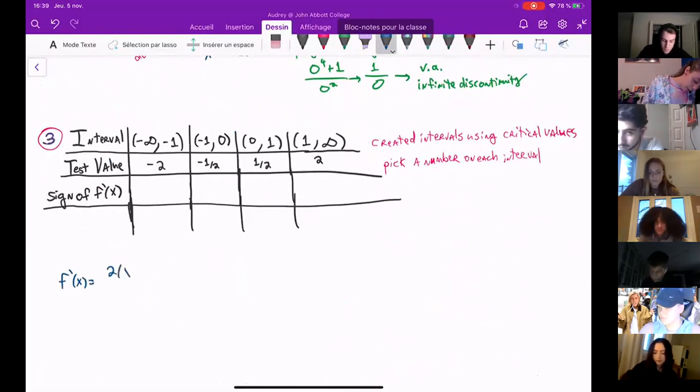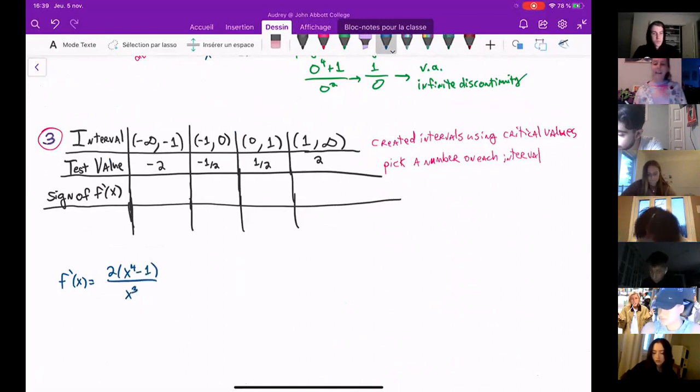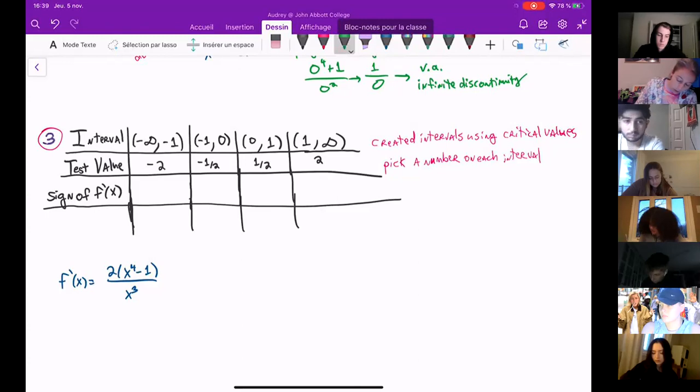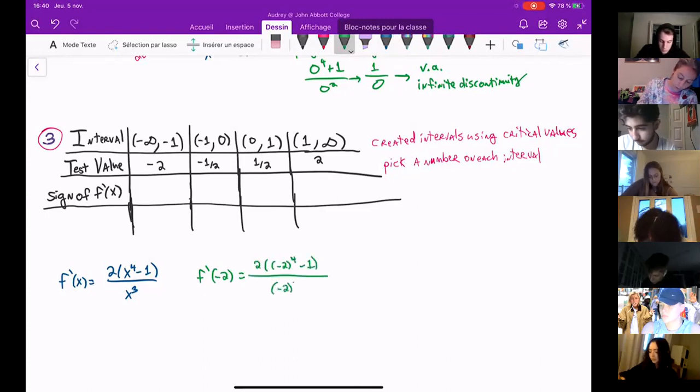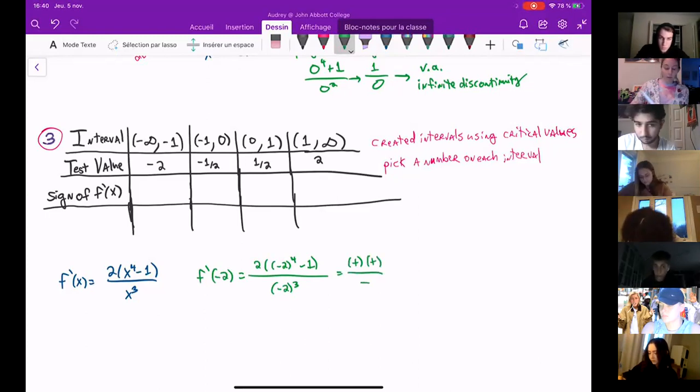So f prime is 2 times x to the 4th minus 1 over x cubed, and I need to know the sign at each of those values. So I'm doing f prime of -2: -2 to the 4th minus 1 over -2 cubed. We've seen this type of thing before. I really only need signs here. On the top it's positive, on the bottom it's negative, which means my answer is that it's negative on that interval.